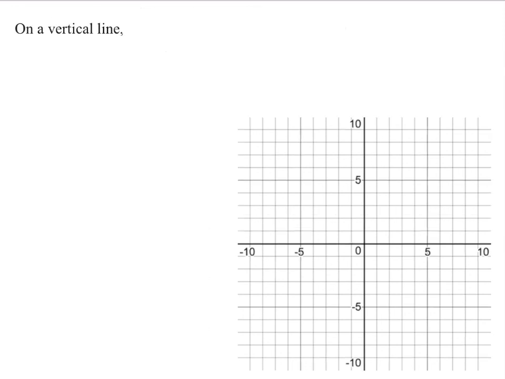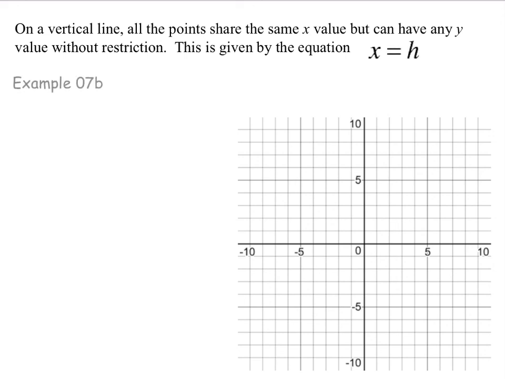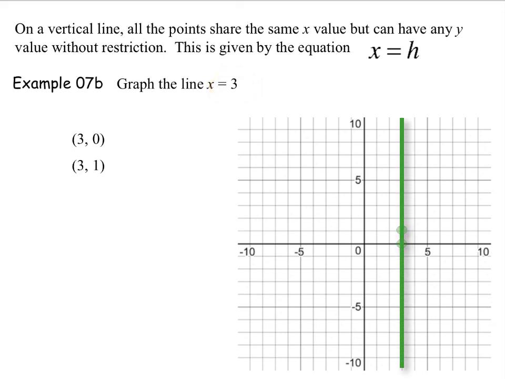Likewise, on a vertical line, all the points share the same x value. We can have any y value without restriction. This is given by the equation x equals h. For example, graph the line x equals 3. We find 2 points that satisfy that equation, which can be any 2 points as long as they each have an x value of 3. So let's use 3, 0 and 3, 1. Connecting them, we have, as expected, a vertical line.